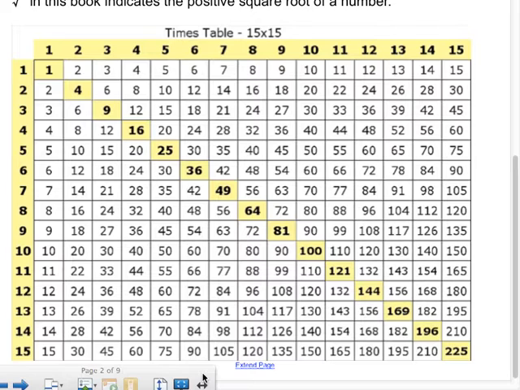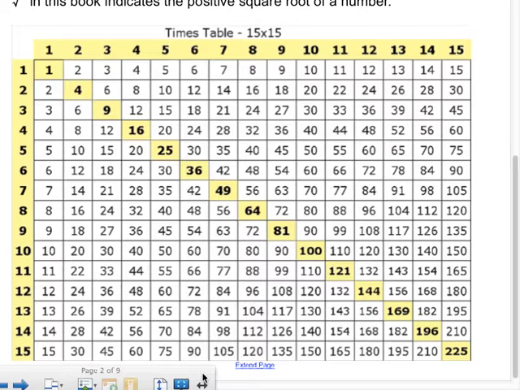So notice the smallest perfect square we have is 1. Isn't that 1 to the second power? If we take the square root of 1 to the second power, what is that? It's 1. The square root of 2 to the second power is 2. So the square root of 4 is 2. And then if we go on, these are all the perfect squares.